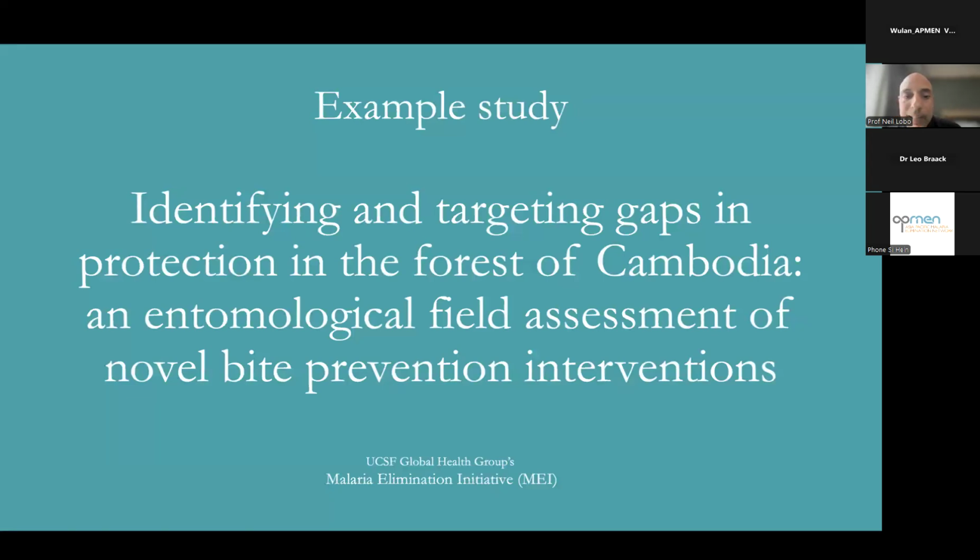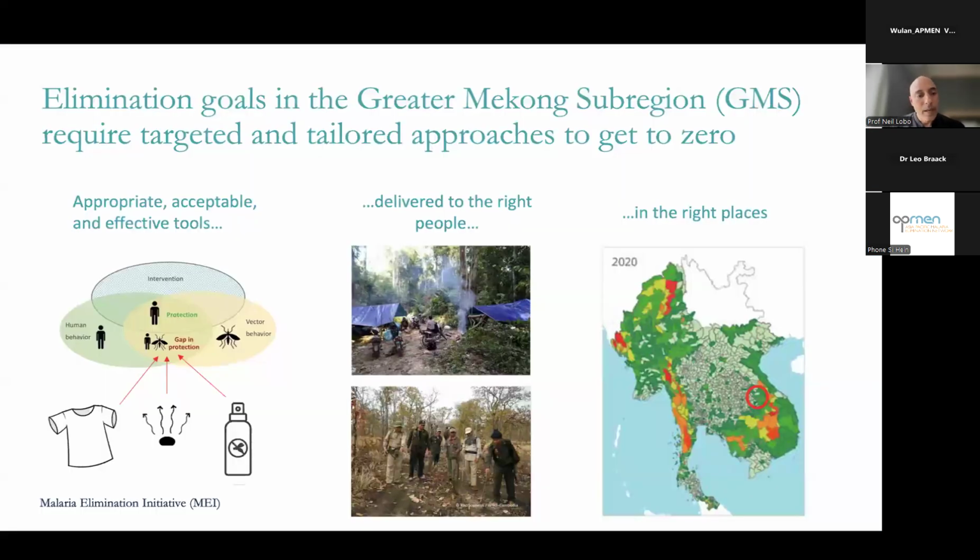And I'm using this as an example because it just worked so well when we were trying to figure it out. So what we wanted to do in Cambodia is where this is Cambodia on the right. I hope there are Cambodians in our group. Please say hey in your chat so we know that.